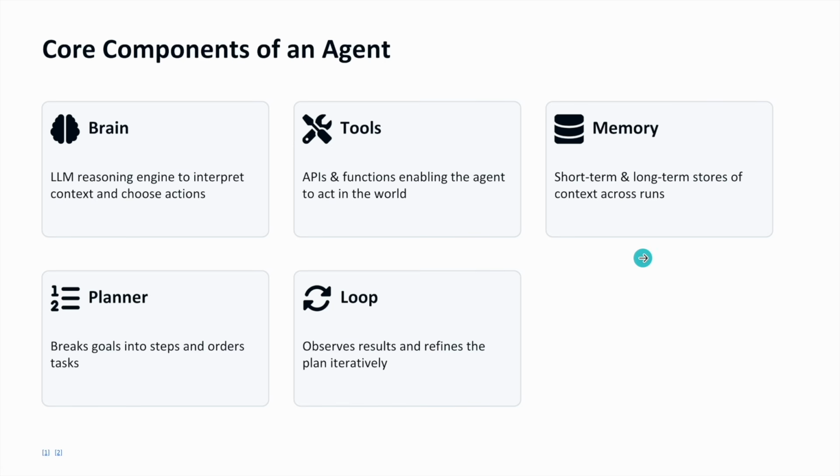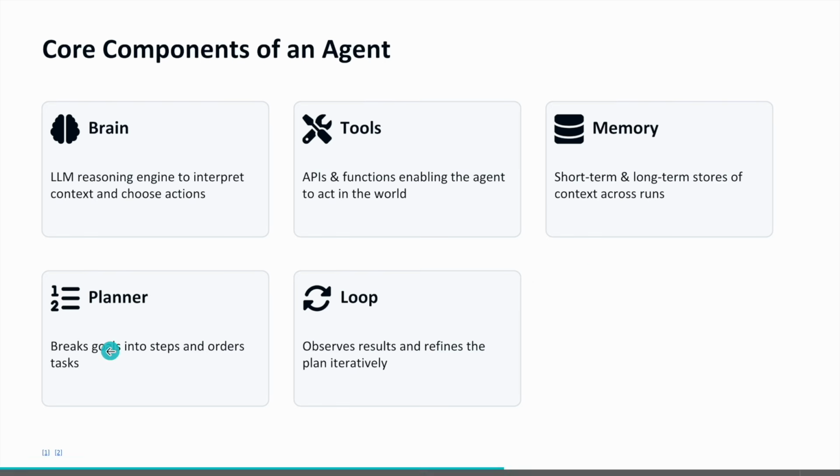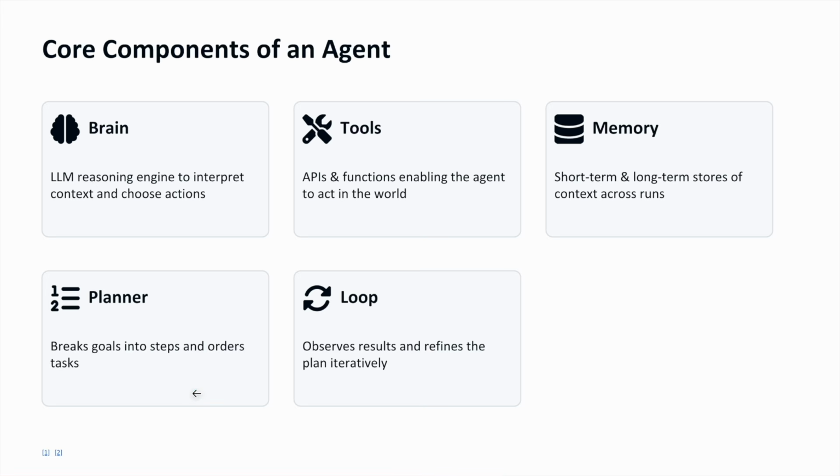Memory. You can specify the memory, how much the agent can use the memory in case of input output tokens and all of those things. Across the agent runs, it can persist that memory as well, and it can learn from it and perform better and better as you give more inputs. Planner. It just breaks down the goals into steps and orders the tasks that need to be done.